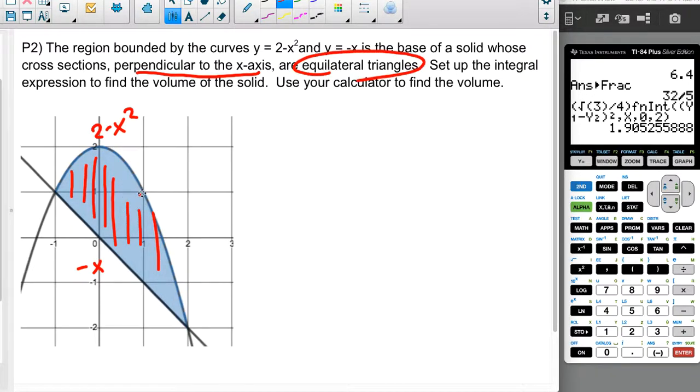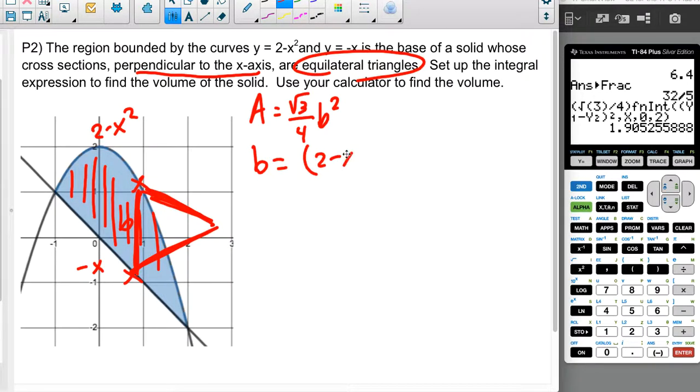So somewhere in here, there is a triangle standing up out of the screen that has a base here like this. Remember, it's useful to know that the area of an equilateral triangle is root 3 over 4 base squared. In this case, my base is, again, top minus bottom. So the base is going to be the top curve, 2 minus x squared, minus a negative x. And honestly, you could just keep it as minus a negative x. That's great.